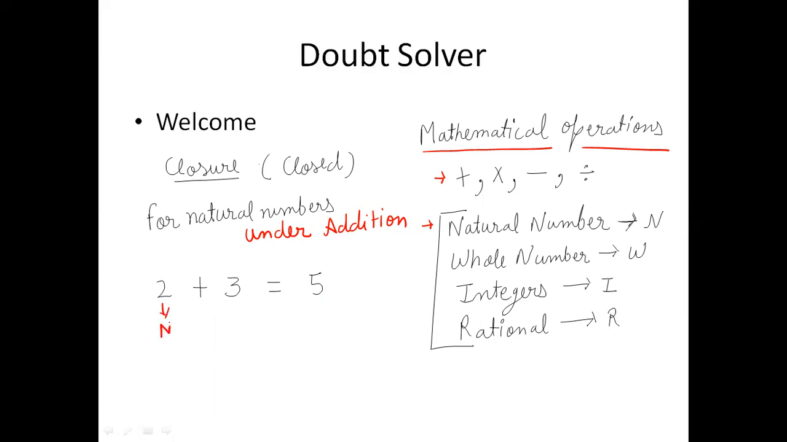Now let's categorize and check whether it is satisfying the condition or not. 2 is a natural number, I'm writing N to represent natural number. 3 is a natural number. And the result we got after solving is again a natural number. So it satisfies the condition, or we can say natural numbers are closed under addition.